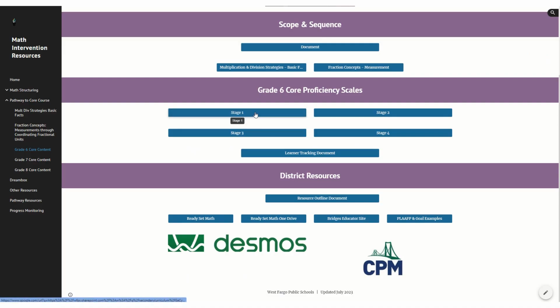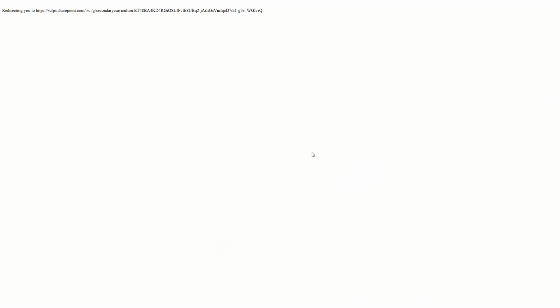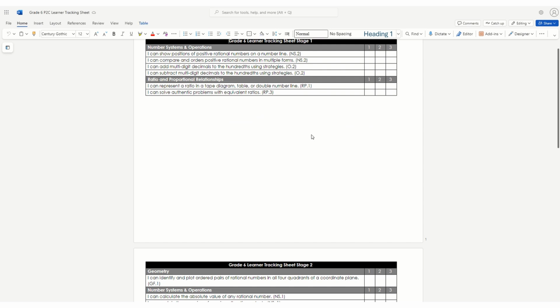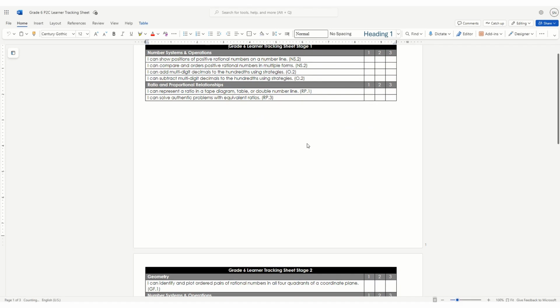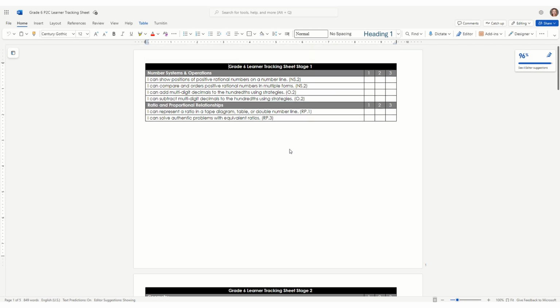There is one set of proficiency scales for each of the statements. There is also a learning tracking document. The learning tracking document is taking what was on the proficiency scale and making it more student-friendly with I can statements. Remember, goal setting is a key piece to Pathway to Core, and this can be used to help learners keep track of their learning.